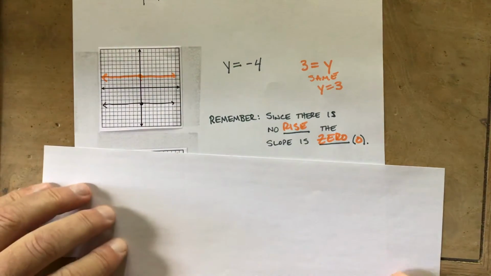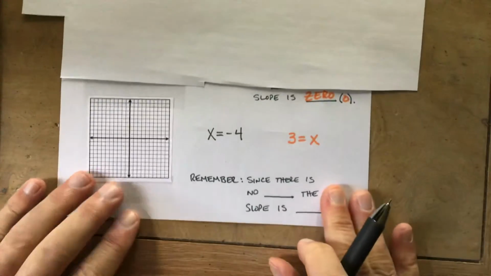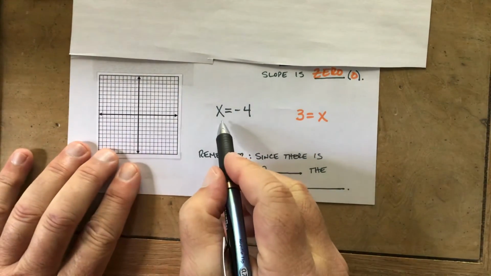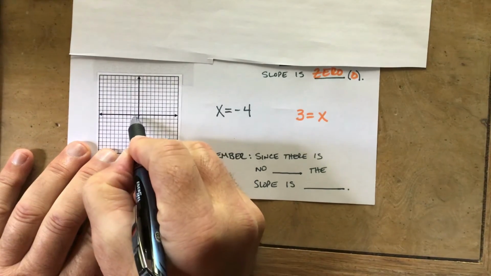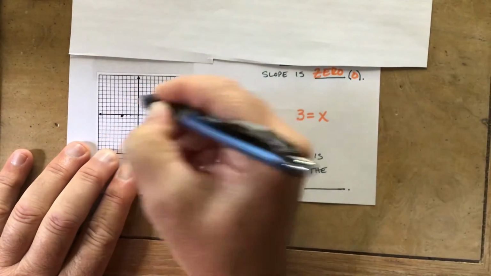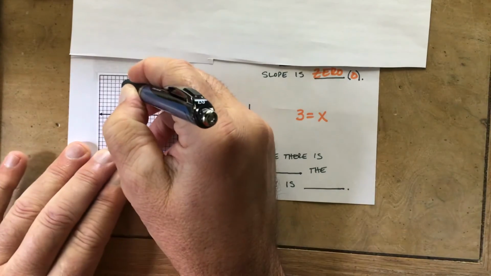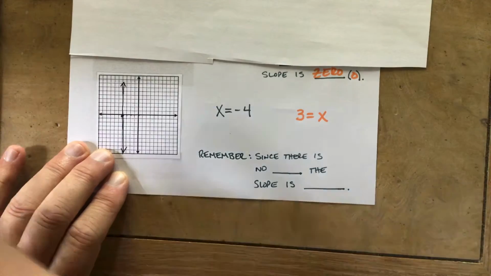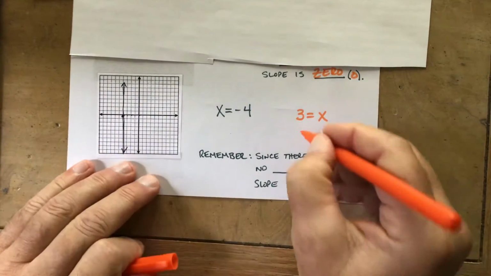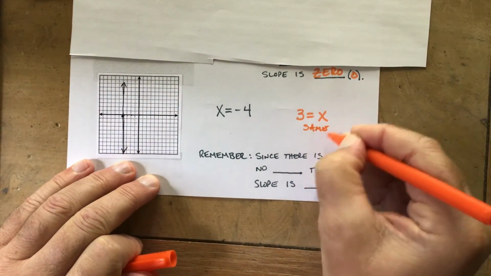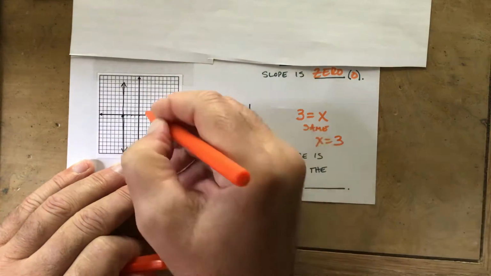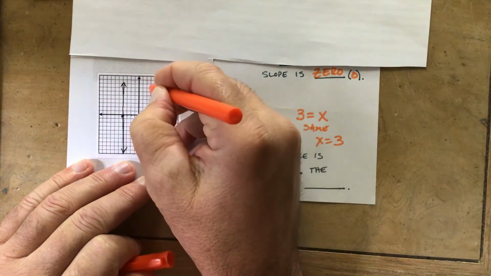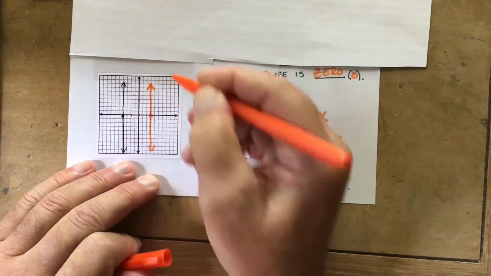And then if we look at vertical lines, if we have x is equal to -4, we go over -1, 2, 3, 4. We're here. That means that if it's x is -4, that's good for all numbers. So we just draw a line up and down. For 3 is equal to x, that's the same as x is equal to 3. So we just go over from the origin. We just go over 1, 2, 3. There's our 3. So we just make a line.